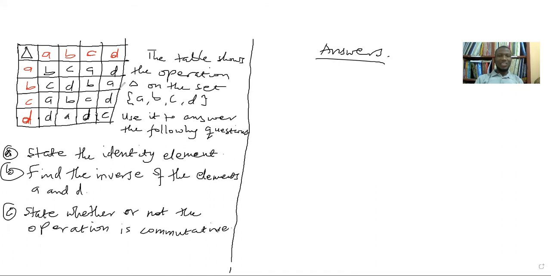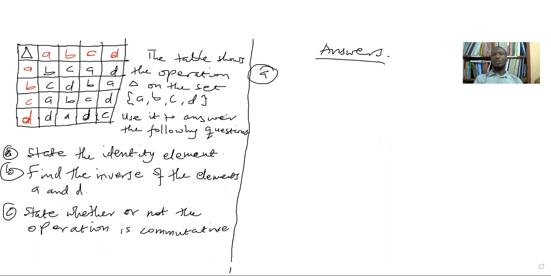Well, so this is our question. The table shows the operation delta on the set A, B, C, D. Use it to answer the following questions. The first question is: state the identity element. So here we don't have numbers. How do we find the identity element?